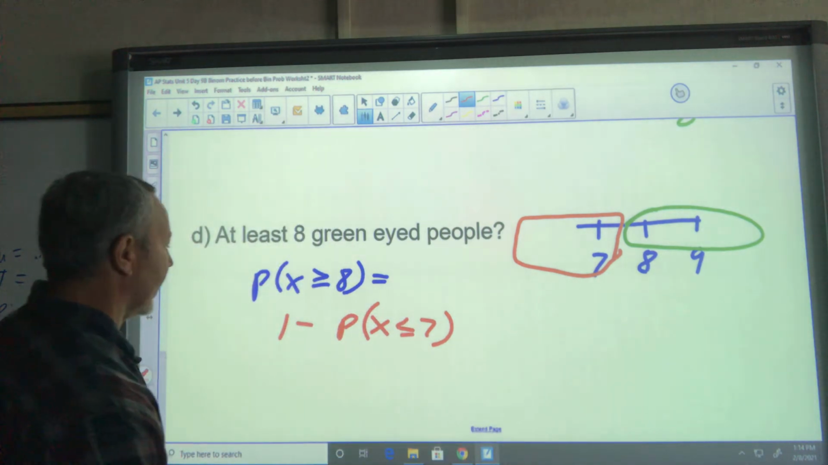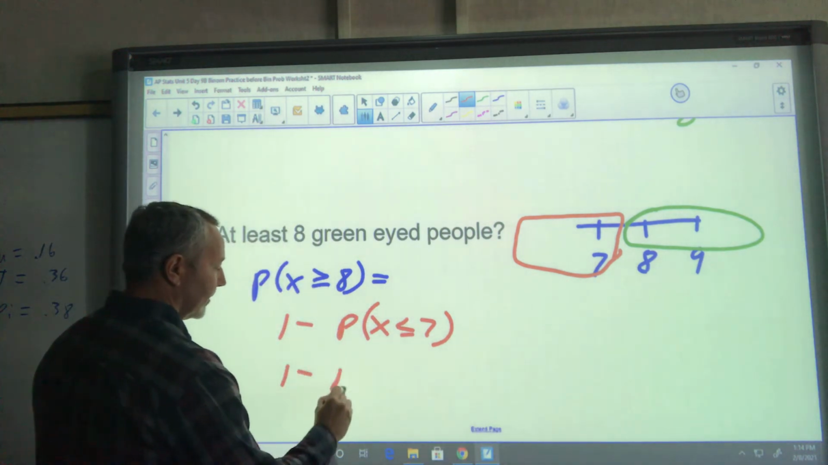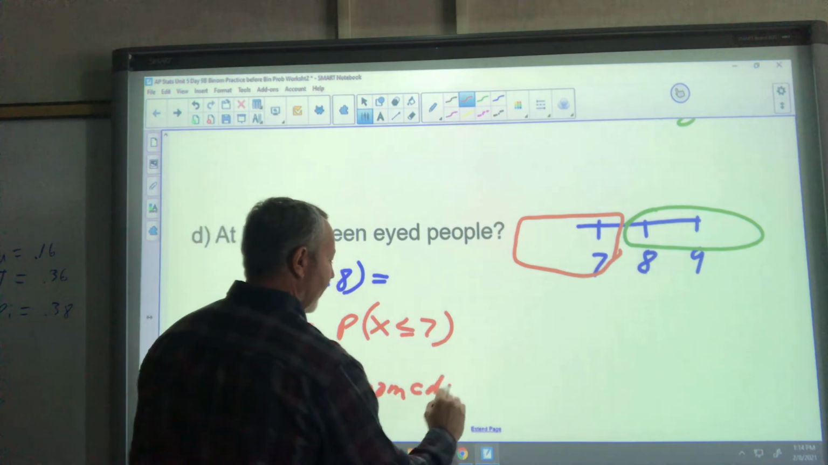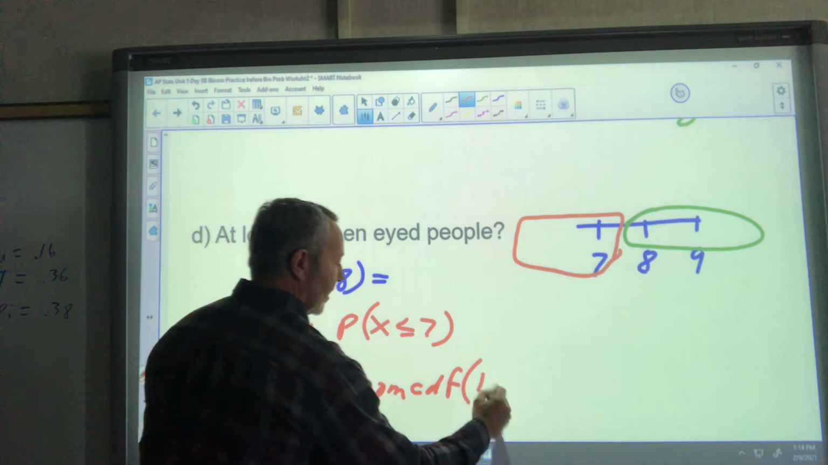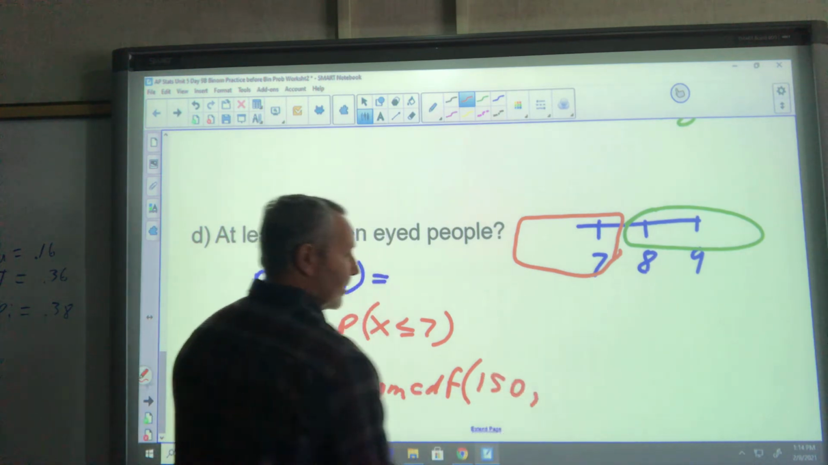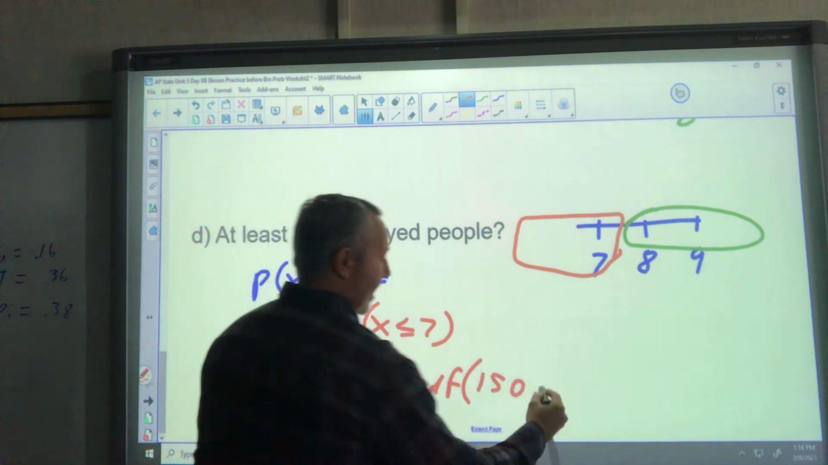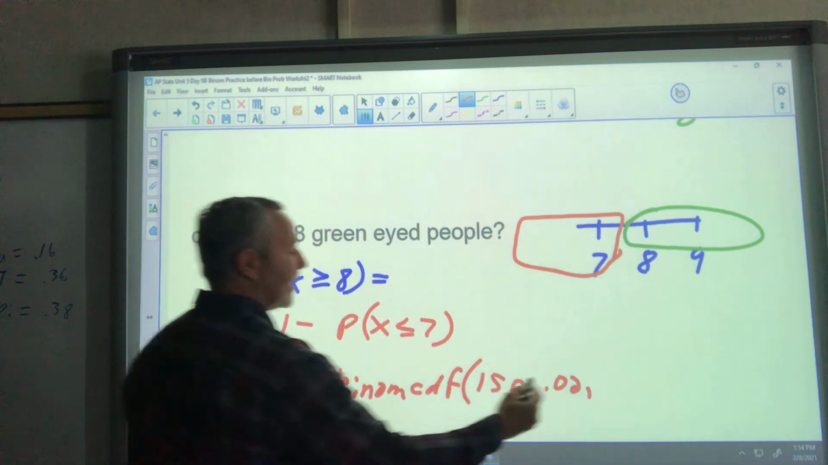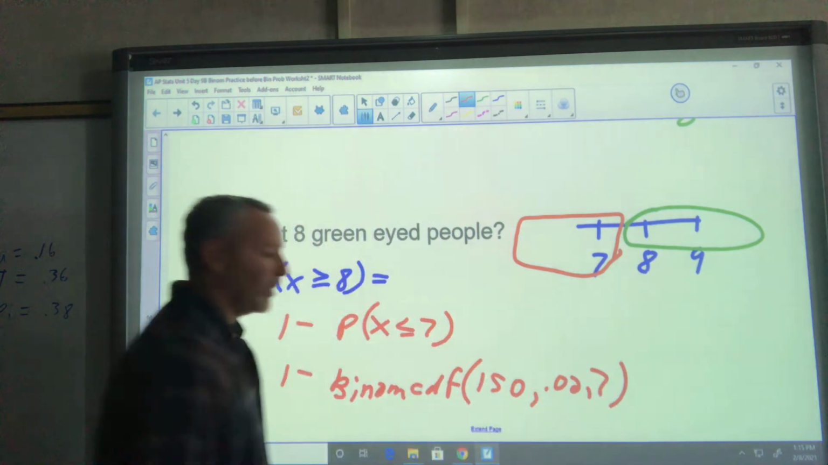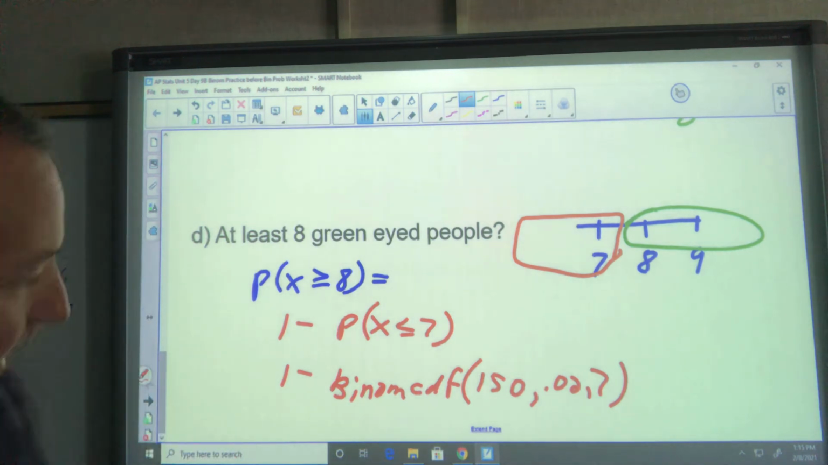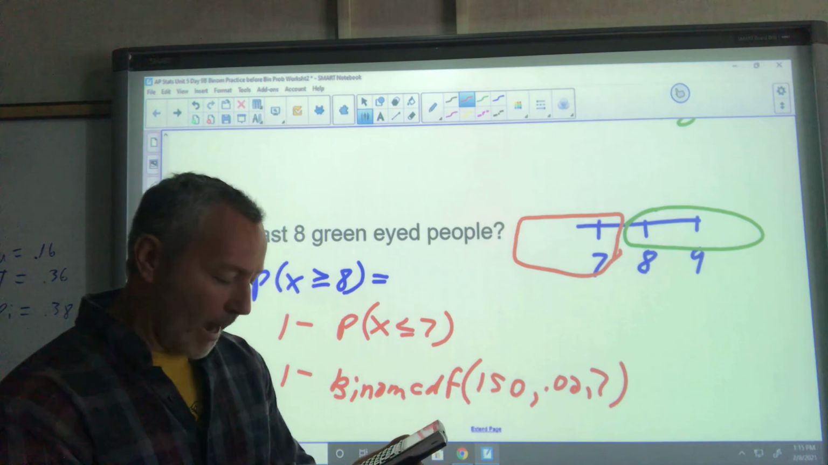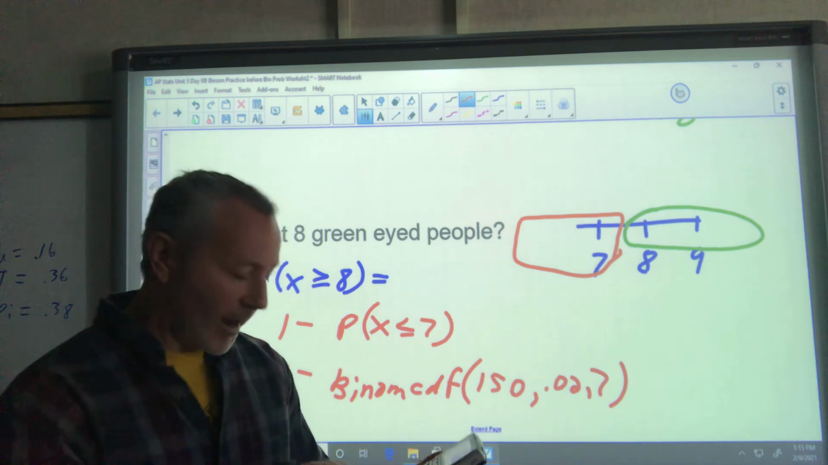All right, on my calculator, I do 1 minus binomial CDF. Again, 150 is my number of trials, and my probability of success is 0.02, and we're going to put in 7 again. But this time it's 1 minus that. So I'm going to type literally 1 minus, and now hit my binomial CDF.